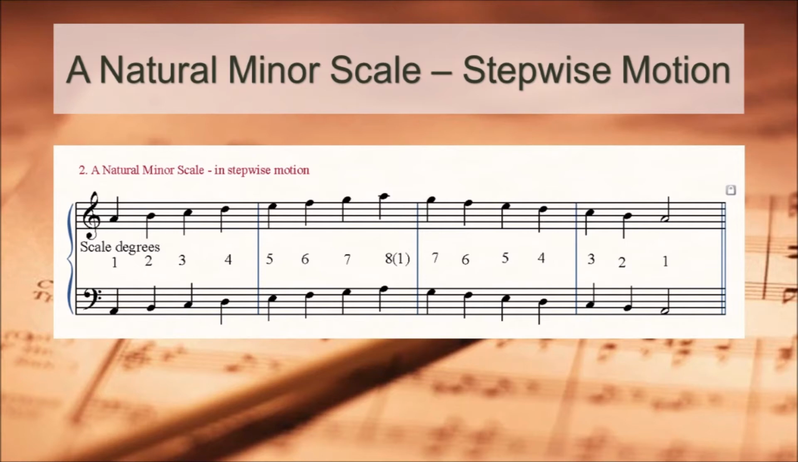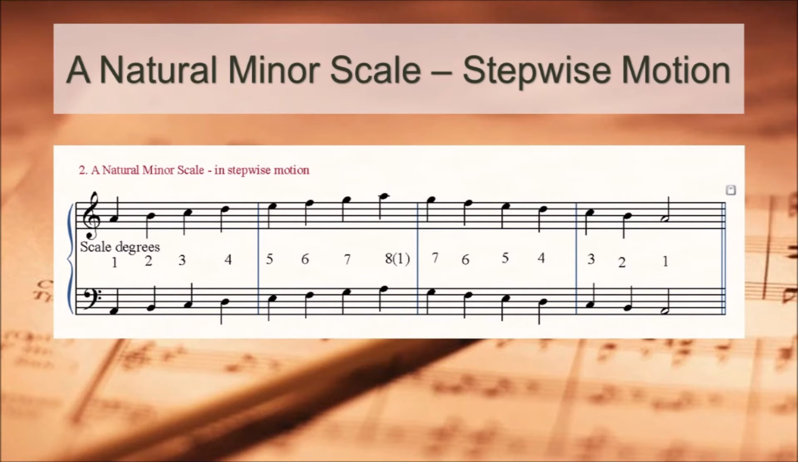Now, since we're in minor, the A becomes the tonic, the first degree of the scale. The B becomes the second degree. It's no longer a leading tone, it's just merely the second degree. The C becomes the third and not the tonic anymore. And the D is the fourth degree. The E is the fifth degree. The F is the sixth degree. The G is the seventh degree, and we're back to the tonic again.